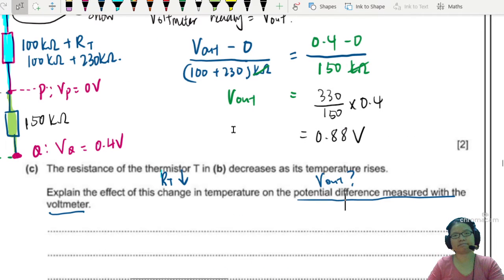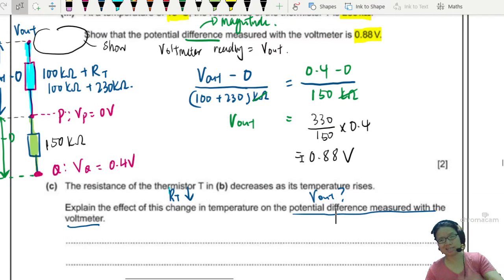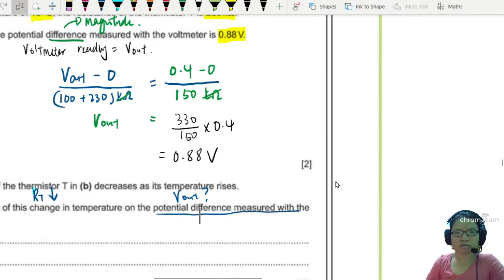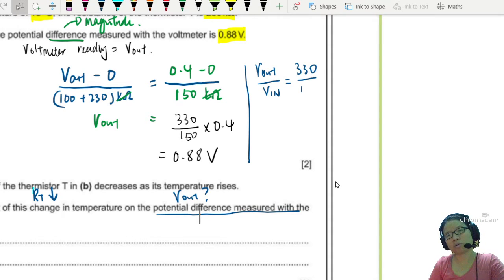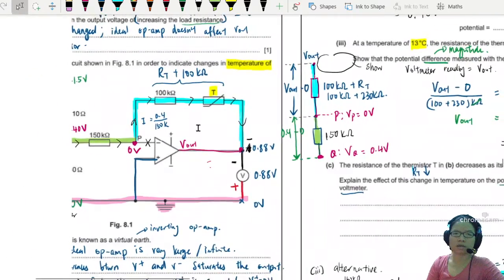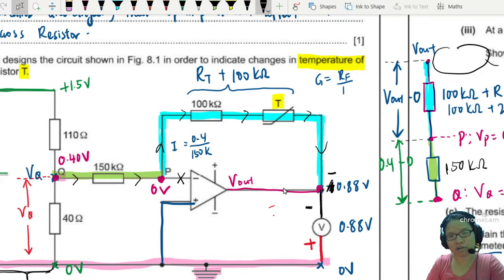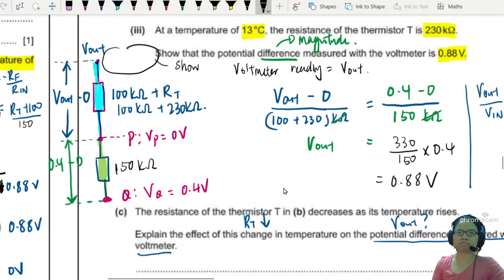If you look at this method, you can actually see that the V out has a certain gain. If we treat 0.4 as your V in, because that is the other end of the input, let me modify this again a bit. I can say that V out over V in is actually 330 over 150. How do you know? You ratio the feedback resistance, which is this entire branch, to 150. Gain is RF over R in. I guess I can put a negative here. RF is RT plus 100 and R in is 150.